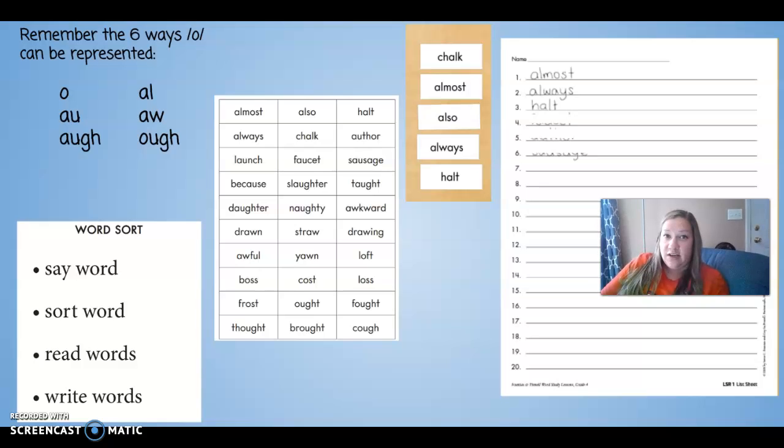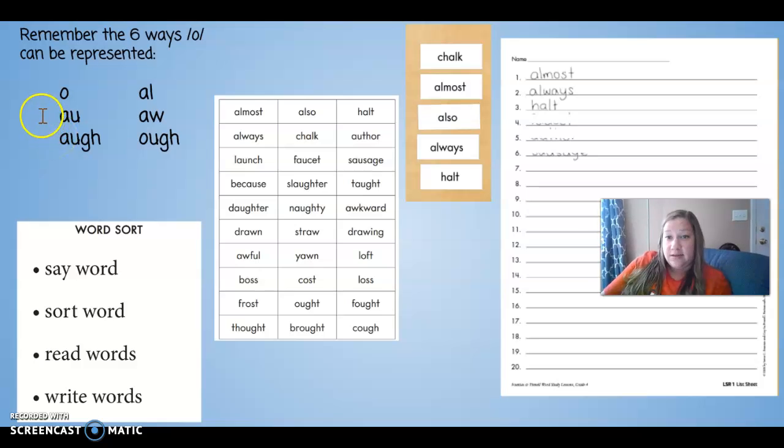For this activity, you and your partner or group will get a stack of word cards. In this case, it will be these words here, but they will be cut up for you. With your partner or group, you will read through all of these words. And I want you to remember the 6 ways "ah" was represented in the lesson earlier today.